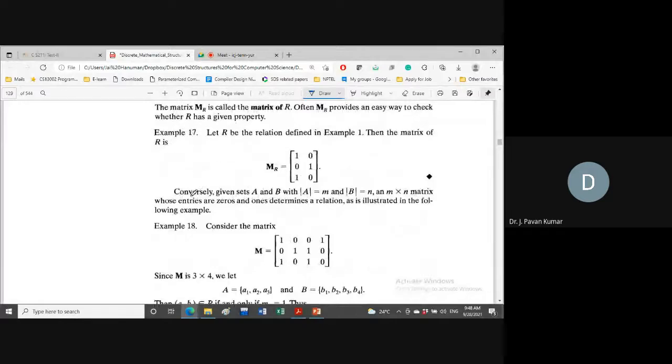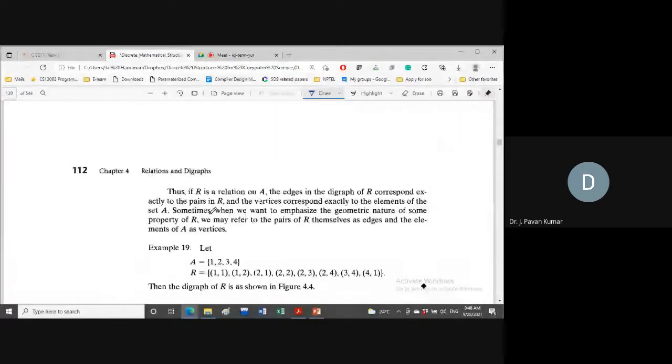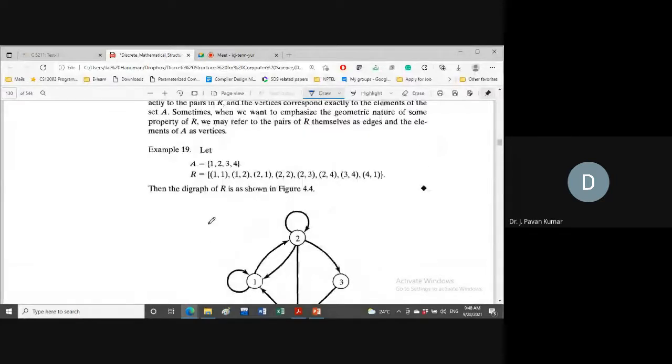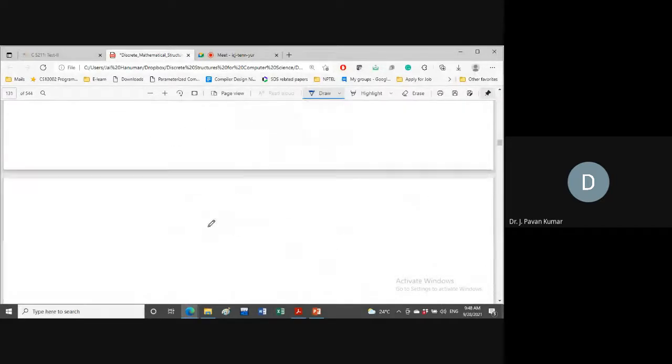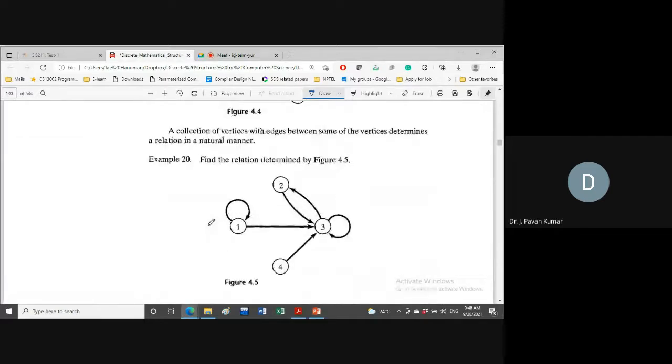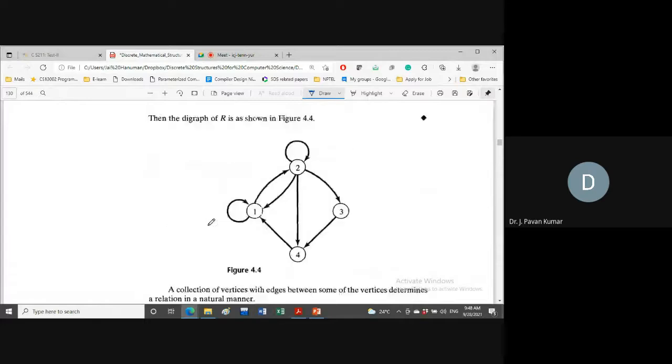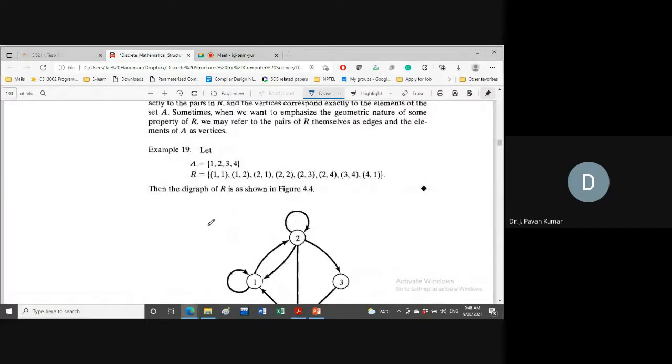Next, of course, matrix representation we have seen in the previous two classes. Then digraph representation also we have seen. Suppose a digraph is given, then find MR. MR means you could find it out, right? What is MR? Matrix representation of the relation R. So MR is nothing but a two-dimensional array, or you can consider it as a matrix, where we will be having the number of rows as the number of elements in A and the number of columns as the number of elements in B.